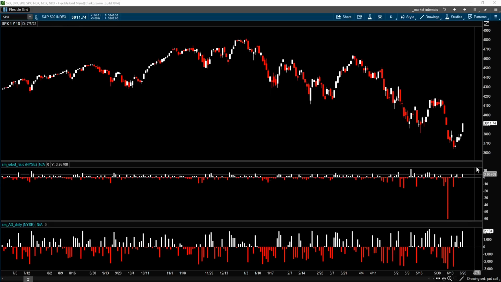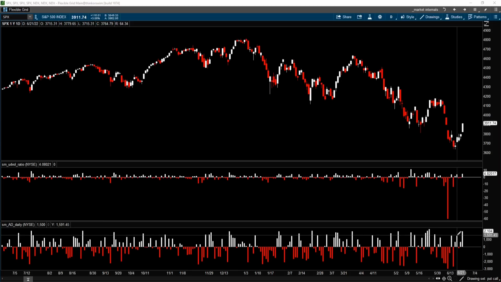And here we see the up-down volume ratio on Tuesday. On Friday, it was relatively strong in the New York Stock Exchange, and also the advance-decline. The advancing issues outnumbered the declining issues on Tuesday by a margin of 1,500, and on Friday it was 2,104 more advancing issues than declining issues.